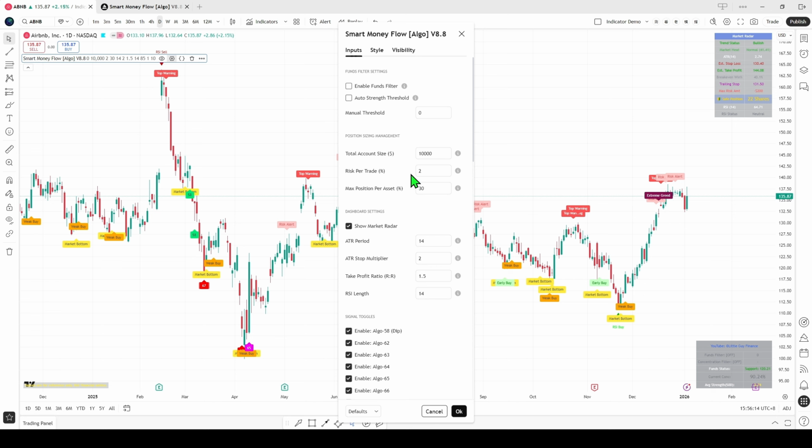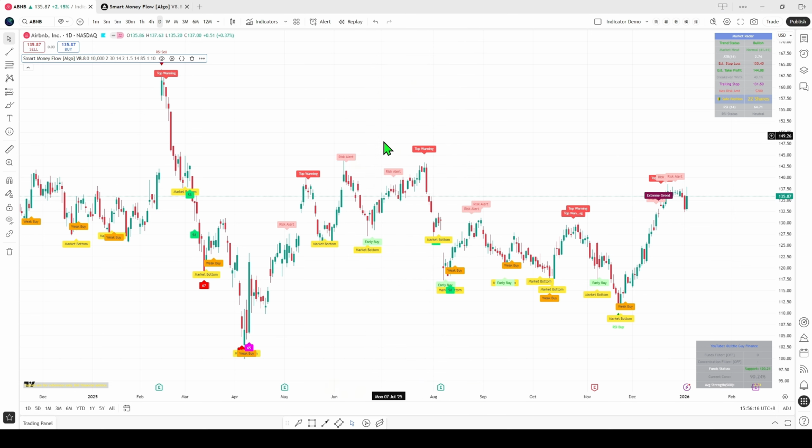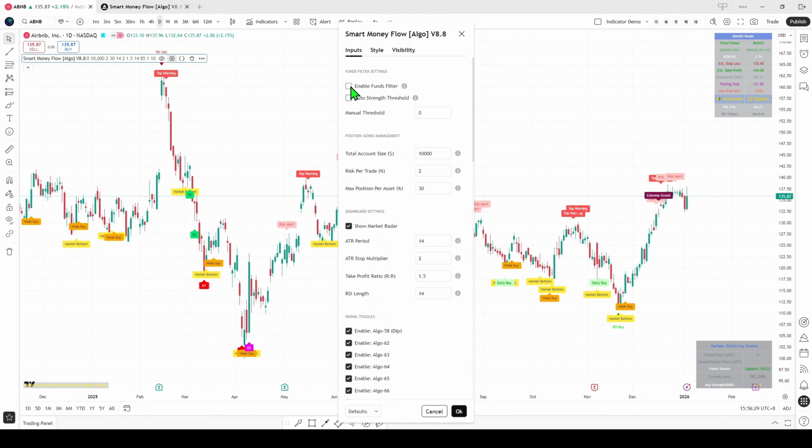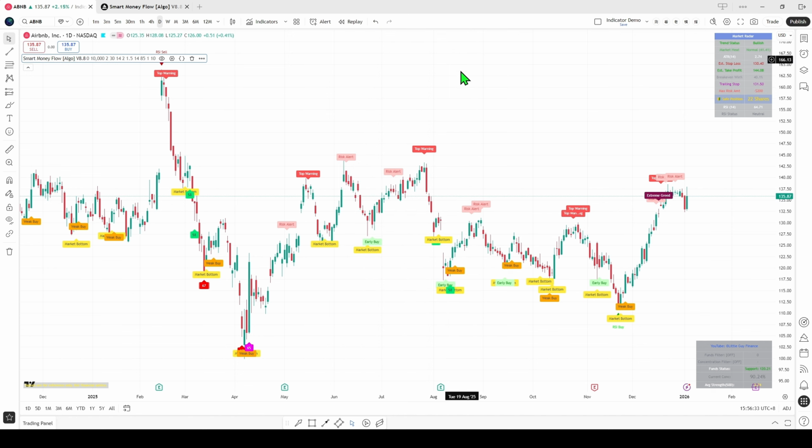downward within a channel. However, once the trend breaks down or the market structure is violated, the indicator signals may experience consecutive failure during the breakdown process. In this scenario, you need to enable the funds filter, detailed later. This indicator consists of three parts: the main signals, the market radar, and the info panel at the bottom right.